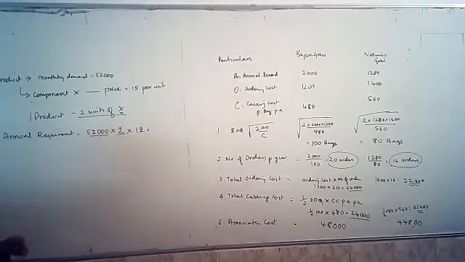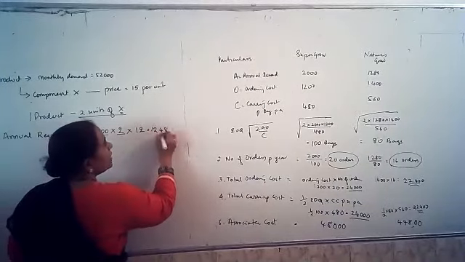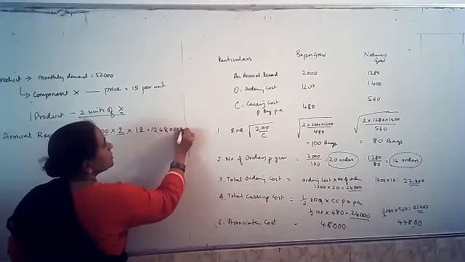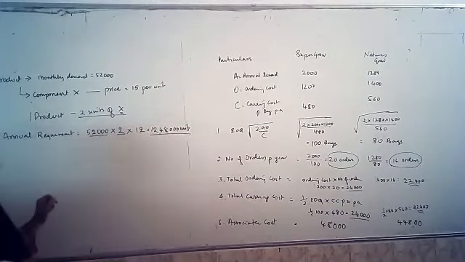So how much is the total annual demand? It is 52,000 multiplied by 2 into 12. So that comes to 12 lakhs 48,000. So 12 lakhs 48,000 units is required. This is your annual demand.